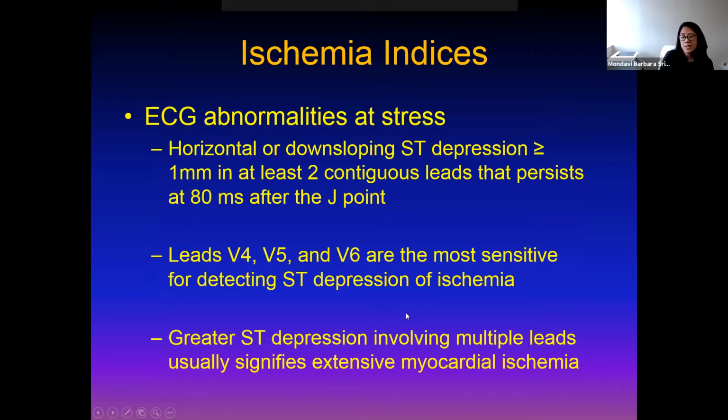Generally, when we see ST depressions, it usually doesn't localize where an underlying lesion is. It just kind of is indicative of ischemia is present. And the lateral leads V4, V5, V6 are the most sensitive for detecting ST depressions suggestive of ischemia. In general, if there's greater ST depression or there are more leads involved, that usually signifies there's more extensive myocardial ischemia.